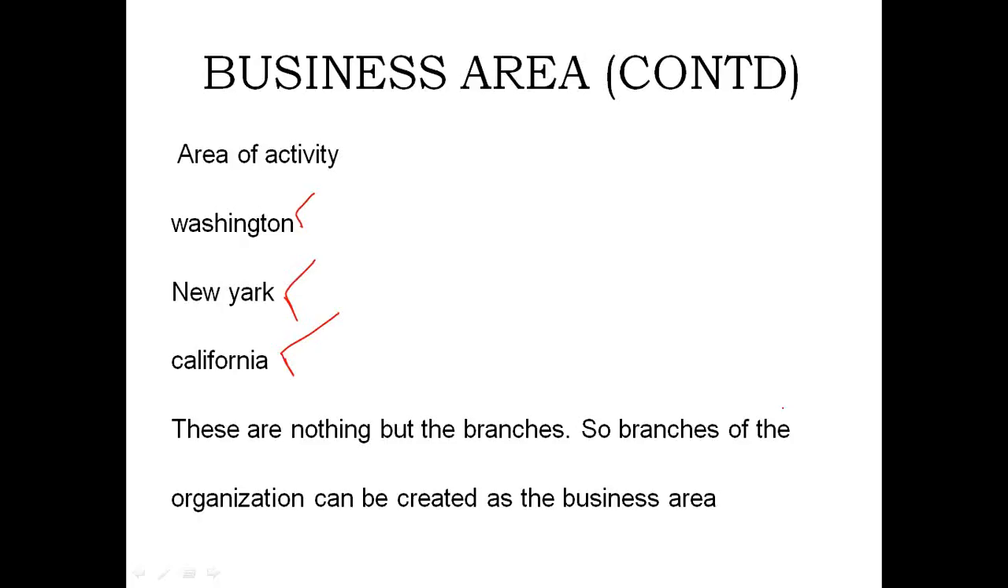Suppose if the management thinks that it's not at all possible to make the branch running into profits, then it can take a decision to close that branch so that the profits of the enterprise are maximized. That's how the business area financial statements can be used by the management for internal analysis purpose.